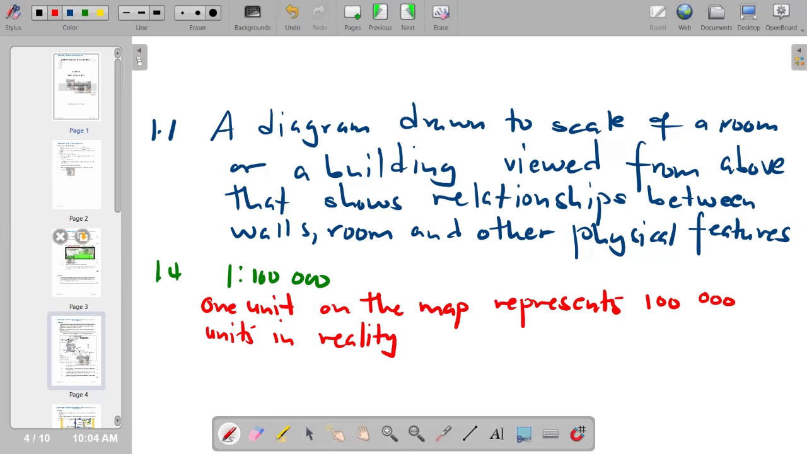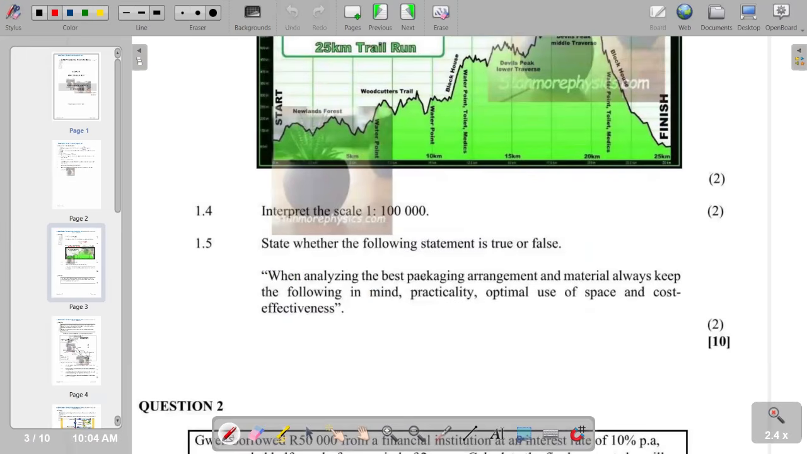So moving on to the next one, 1.5. State whether the following statement is true or false. When analyzing the best packaging arrangement in material, always keep the following in mind: practicality, optimum use of space, and cost effectiveness. You see that this is true. So this is what we got for question one. Let's move on to our question two.